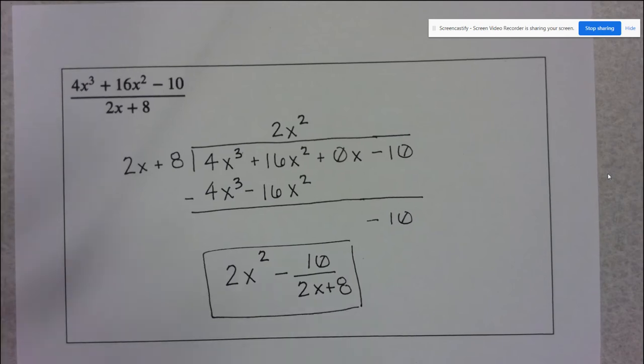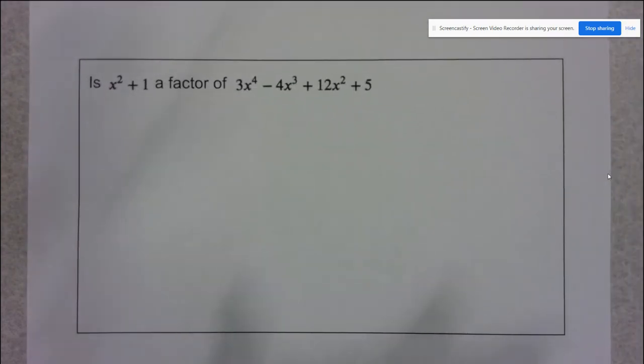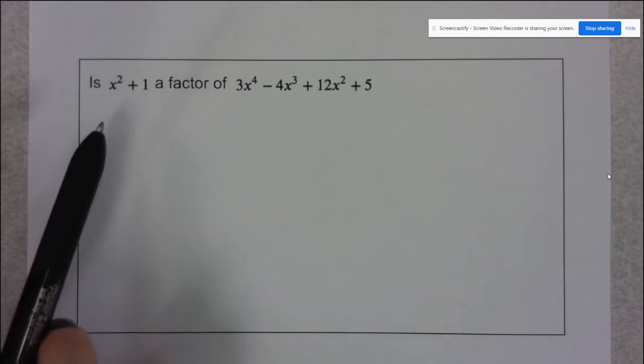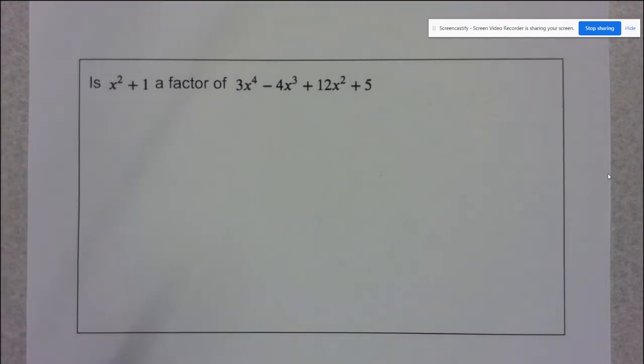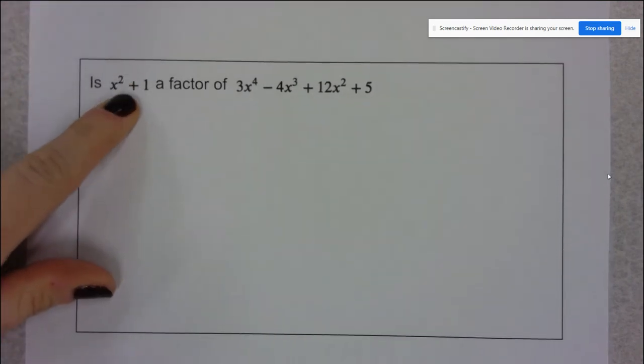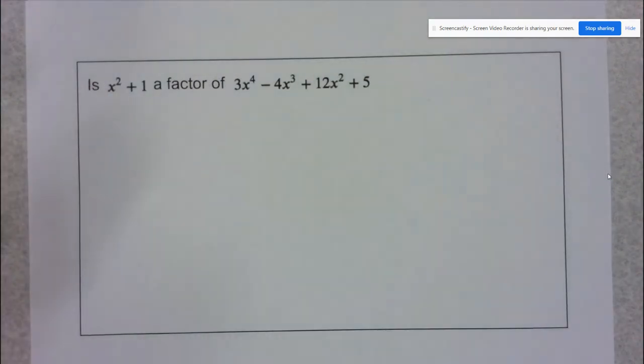All right, so those were our basic division questions. Going on here, if it's asking me if a binomial or a monomial or a trinomial is a factor of some other type of polynomial, what it's asking me is if this binomial is evenly divisible into this polynomial, meaning I don't end up with a remainder.